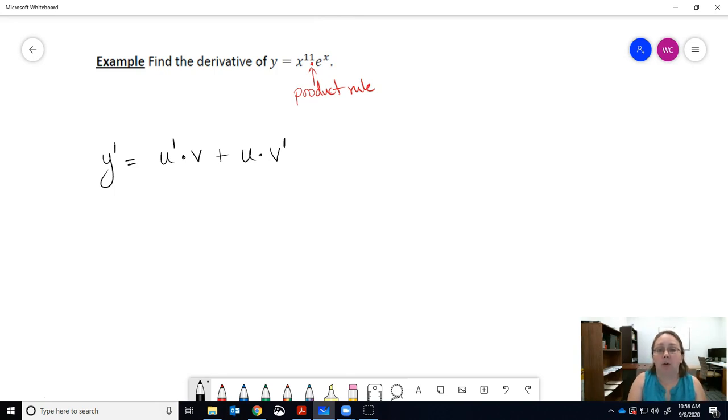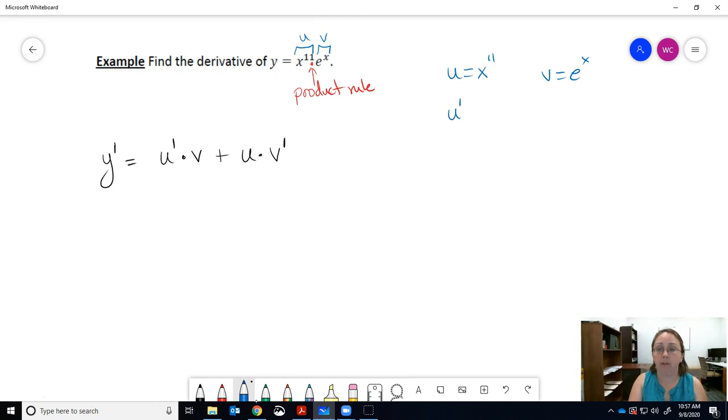All right, so let's write this down. Who do you want to be u? Who do you want to be v? It does not matter in the product rule. So I'm going to call u the first part, because I always call the first part u, and the second part v. So if u equals x to the 11 and v equals e to the x, to finish our product rule, we need to find their derivatives.